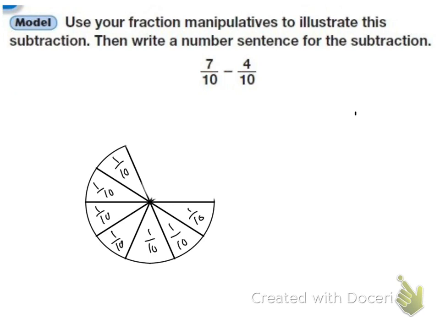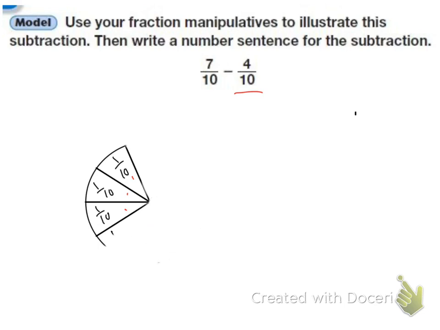Okay, on this one it says use your fraction manipulatives to illustrate this subtraction problem. Then write a number sentence. So we start with the fraction 7/10. So I have 7 pieces and each of them are worth 1/10. And then it says to take away or remove 4/10. Okay, so I'm going to remove 4/10. 1, 2, 3, 4. Okay, and you can see what I have left is 3/10. So 7/10 minus 4/10 equals 3/10.